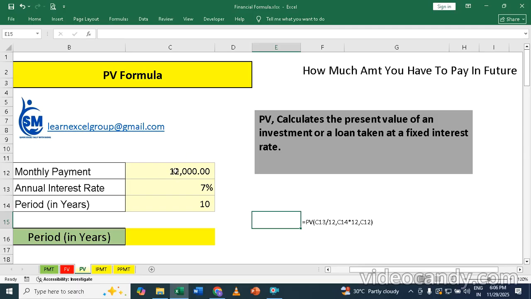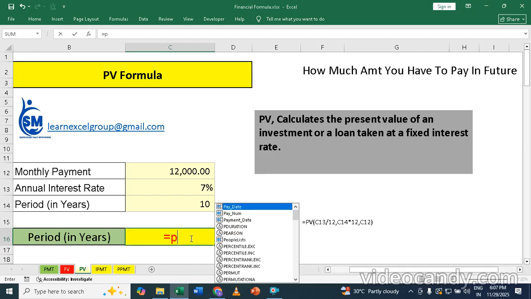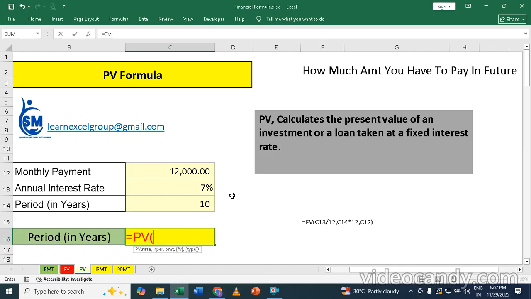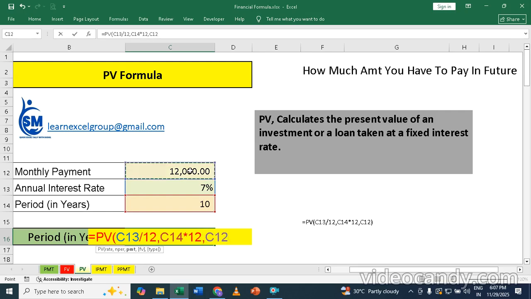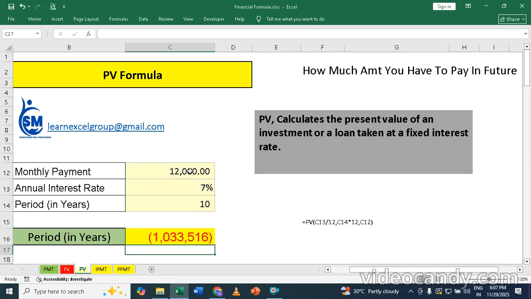According to this condition, that is monthly payment 12,000, interest is 7%, period is for 10 years. So according to this condition, when I reach 10 years, how much money will I get? The formula you have to use is equal to PV, tab, then click on this interest 7%, that you divide by 12, comma, click on your 10 years, that is C14, multiply that with 12 because 12 months, comma, and what is the monthly payment, that is 12,000. Every month you will be paying so much. Close the bracket, enter. So according to this condition, the amount you'll get is this much.